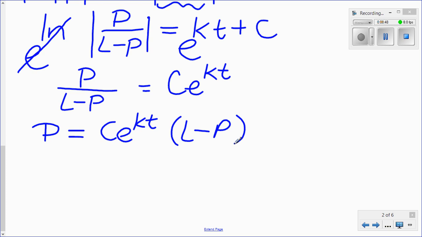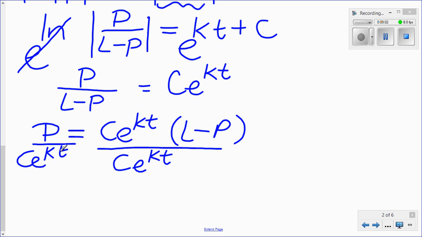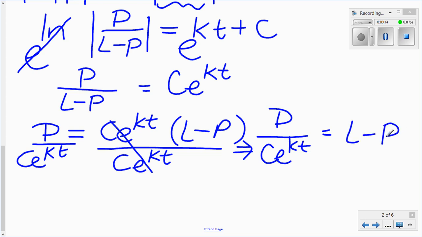And then next I'm going to divide by the C e to the kt on both sides. Okay, so that gives me P over C e to the kt equals L minus P. And then, remember, I'm trying to solve for P, so I'm going to add P.